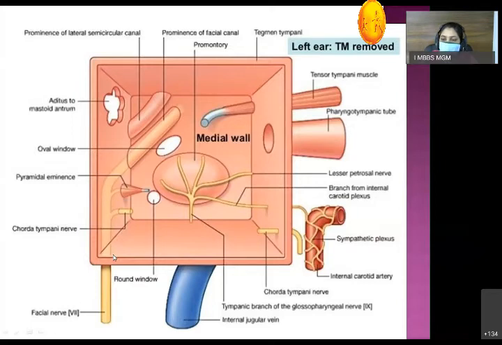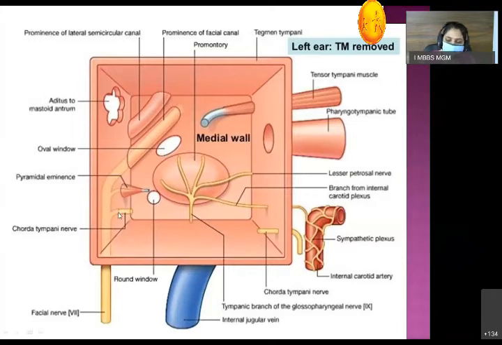Lodging the process of incus. Third will be the pyramid, that is the pyramidal eminence, which is triangular, and it gives attachment for the tendon of the stapes.